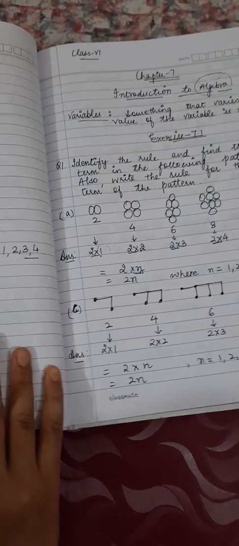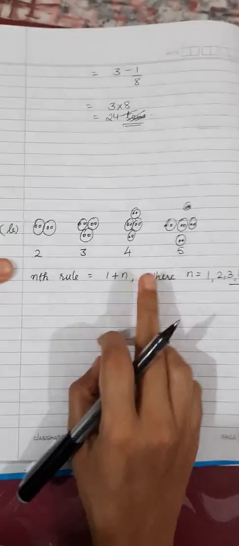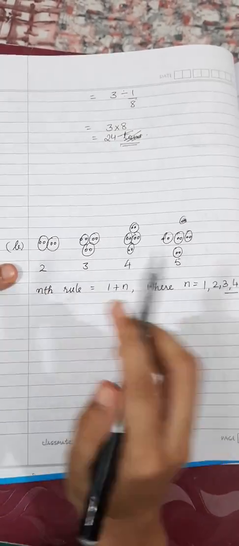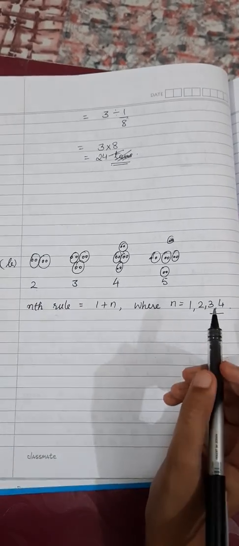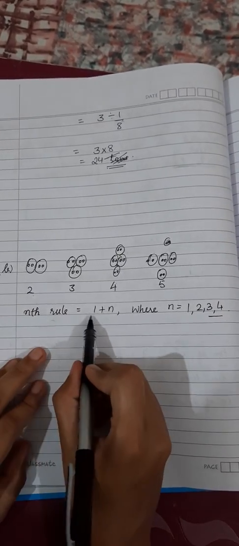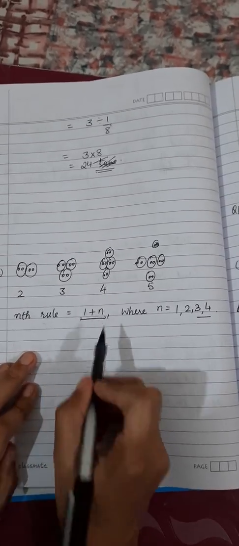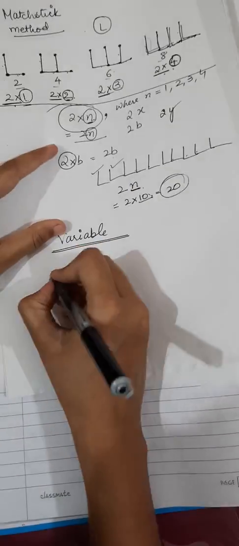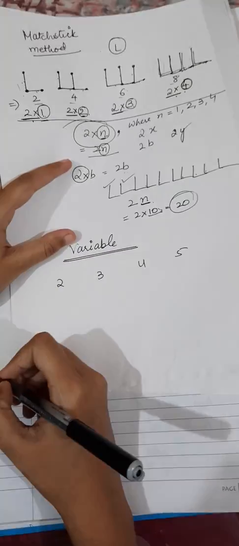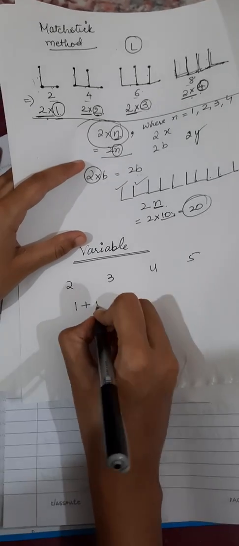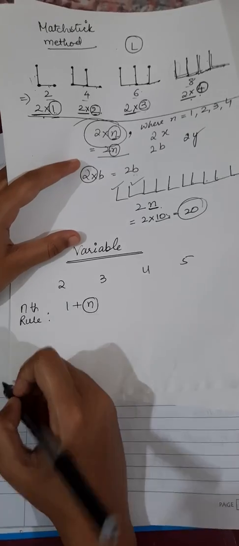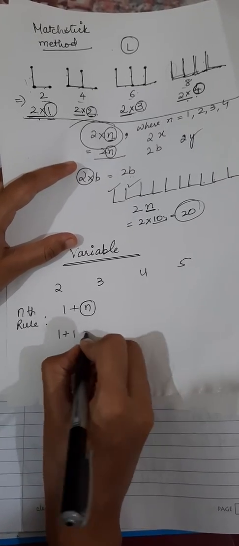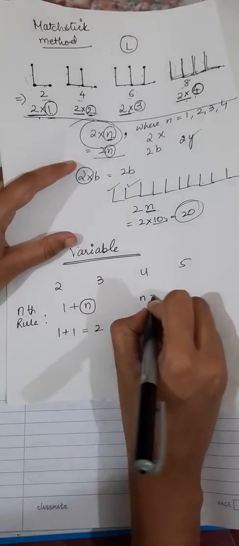Now I am going to explain the B part. In the B part, smileys are given to you. Now you have to calculate. Here are 2 smileys, then 3, then 4 and then 5. Now you have to tell the nth rule. See, this is going to be the nth rule, 1 plus n. Now how? I'm going to explain with this. I was having firstly 2, 3, 4 and then 5 smileys. 1 plus n is my nth rule. Now why? Because the value of this n is going to change. 1 plus 1 is going to give me 2 if I place n equals 1.